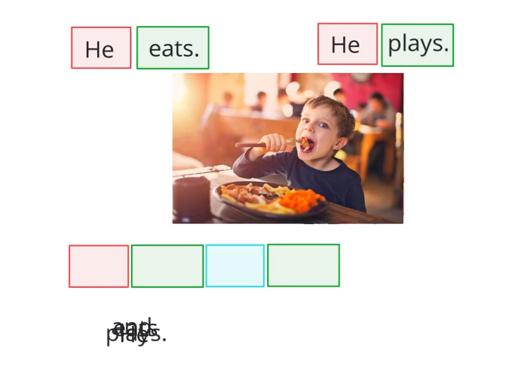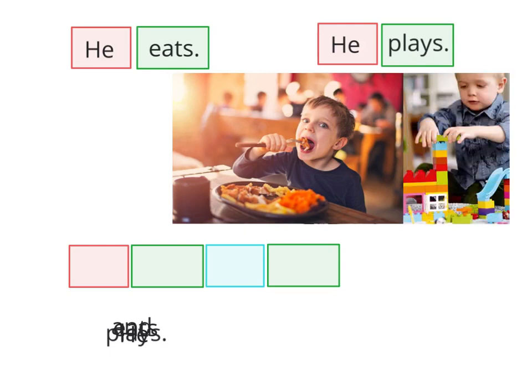Now we are going to look at what we do if we have the same person doing two different things. In this picture, you can see a boy. We're just calling him he. What does he do? Eats. Why do we have an S at the end of eat? Because he is just one person. So our sentence has a subject and a verb. He eats. But he is also playing. So in this sentence, we have our subject, he, and the verb is plays.